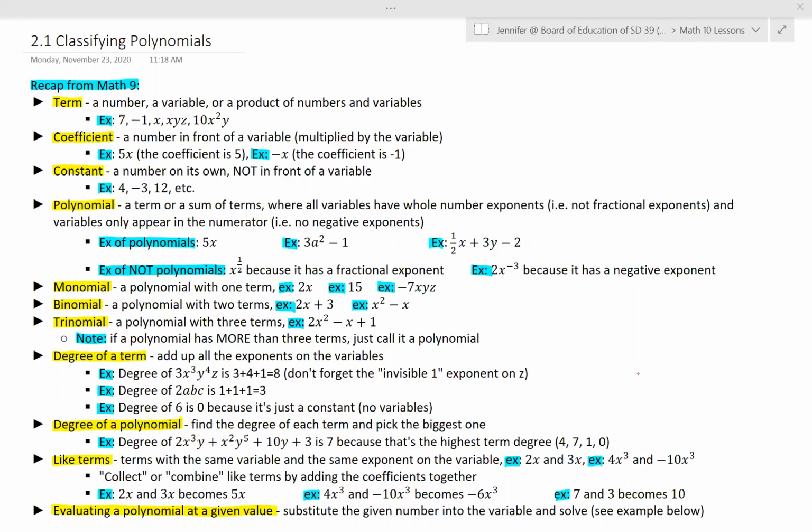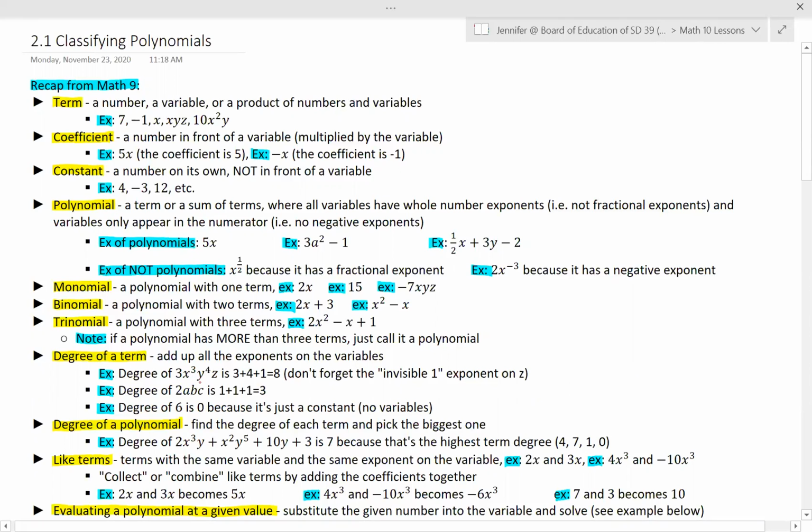Next, this is something students often get confused with: degree. Degree of a term, degree of a polynomial. To find the degree of a term, you just add up all the exponents on the variables, only on the variables, not on any coefficients or constants. So I have some examples here.